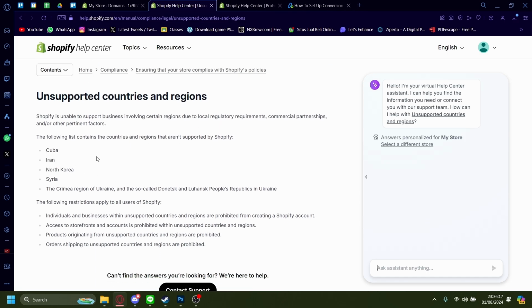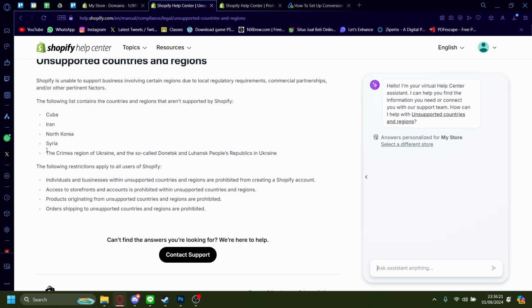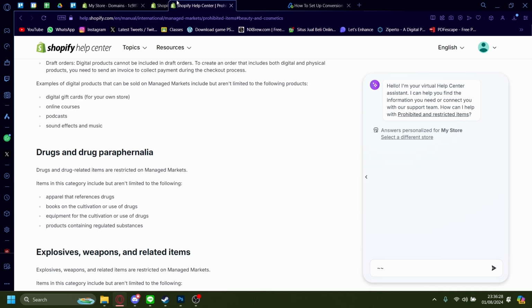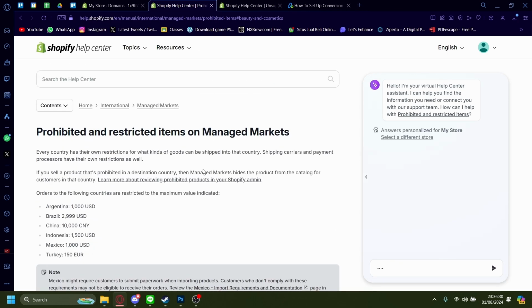Your payment will be halted if you're in one of these countries: Cuba, Iran, North Korea, Syria, and the Crimea region of Ukraine. Something like this. So make sure you read through all of this so you can avoid your payment being held by Shopify.